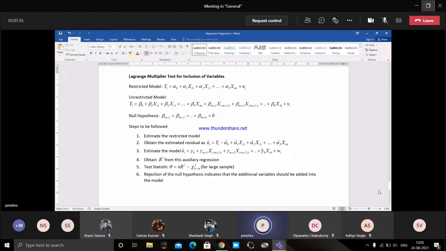And in the process, you will get the R square. For large n, as you know, n times R square asymptotically follows a chi-square distribution with degrees of freedom k minus n, meaning the number of additional regressors. And rejection of the null hypothesis indicates that the additional variables should be added into the model.